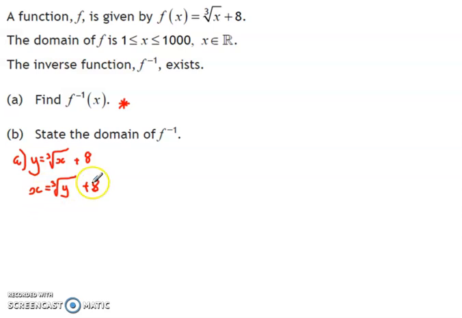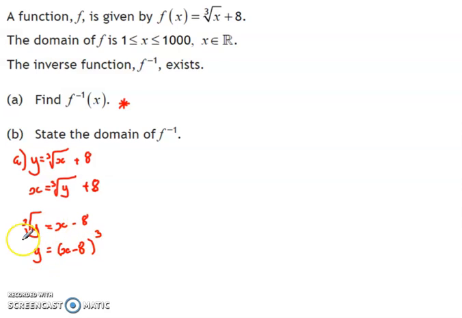Now what I've got to do is rearrange this so that I get back to y equals. So x is equal to the cube root of y plus 8. So I can then say fine, the cube root of y is equal to x minus 8. So I know that y is equal to x minus 8, cubed.